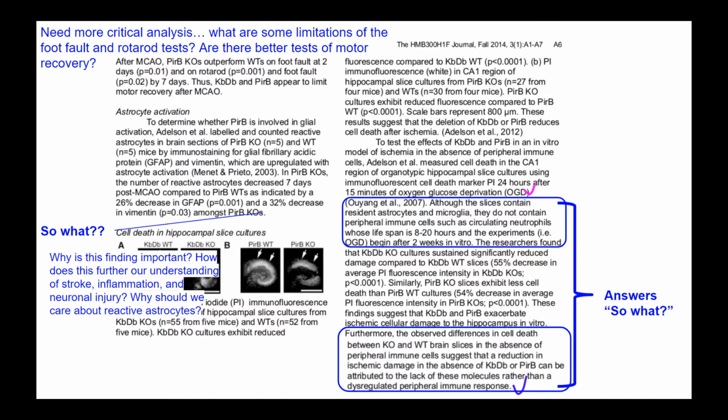Important note here, when I did the assignment, we didn't have a separate section for critical analysis, so you're going to see here that critical analysis being sprinkled throughout the results, but for your purposes, you should have a separate section titled critical analysis.